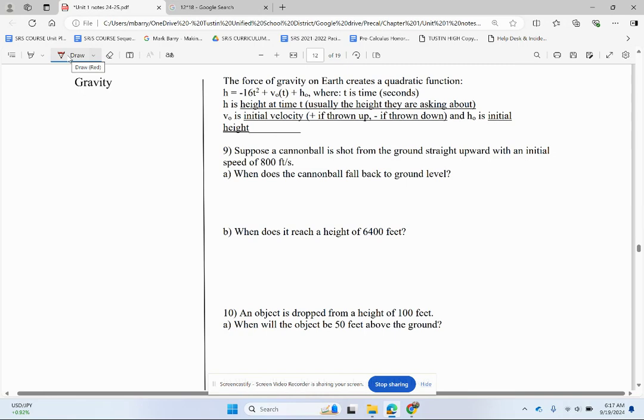It says a cannonball is shot from the ground straight upwards with an initial speed of 800 feet per second. So that's going to be my initial velocity. Since it's shot from the ground, my h sub 0 is 0 because the ground height is 0. And so I'm going to write this equation. I got negative 16t squared, just from that formula up there, plus 800t. So that's just me plugging in that initial velocity.